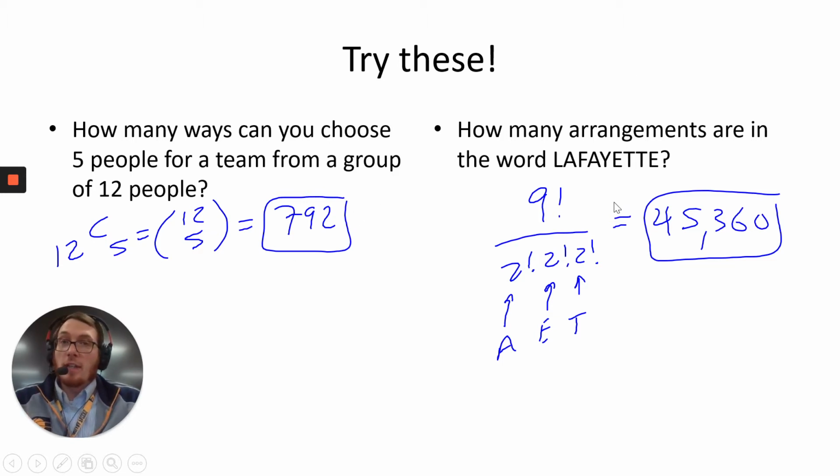Arrangements for the word Lafayette. Remember that that's how many letters factorial, which would be 9 factorial, and whatever has double, triple, quadruple count of the letters, you just divide by that factorial. So there's 2 A's, 2 E's, and 2 T's in the word Lafayette, and you would divide by that, and you should end up with 45,360. Again, the big thing here is to show a setup, and then make sure that you can plug into your calculator right to find the final answer.